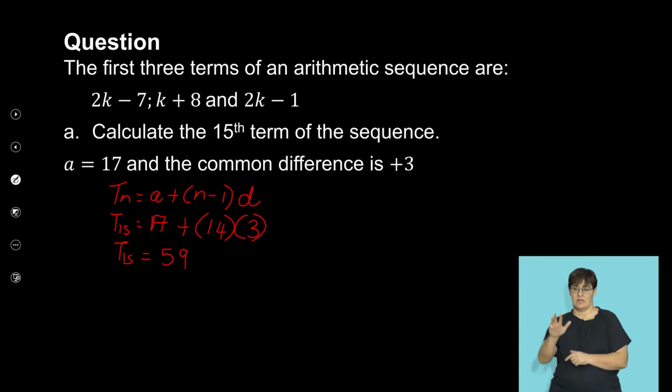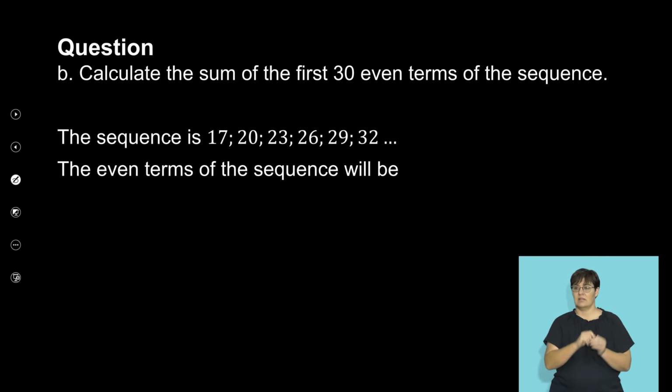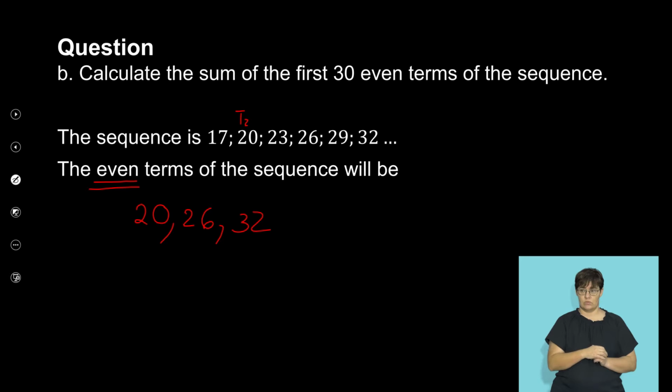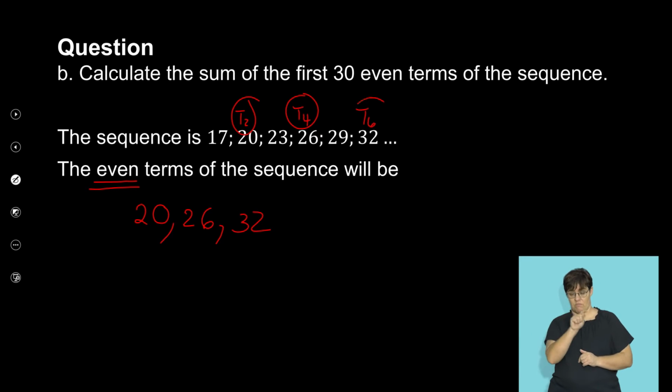Great. And then the last question, everyone, is to determine the sum of the first 30 even terms of this sequence. The sequence goes 17, 20, 23, 26. But I've been asked for the sum of the first 30 even terms. The even terms of the sequence are 20, 26, and 32, because this is term 2, term 4, and term 6. These are the even terms of the sequence. I still need to calculate the sum of the first 30 even terms.